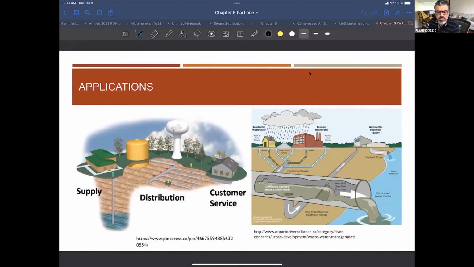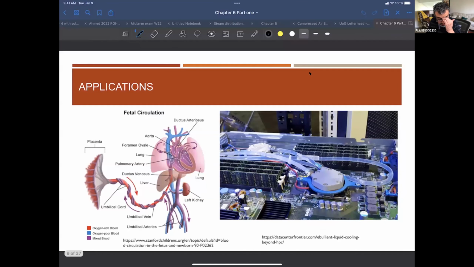Application is, as I mentioned, a wide range. Wastewater, like the drainage system in cities, or the water supply distribution system in the city or between cities. All these applications involve fluid flow in pipes or ducts. Not only limited to mechanical systems, it could also include biological systems, when we're talking about our own body and the blood flow between organs.